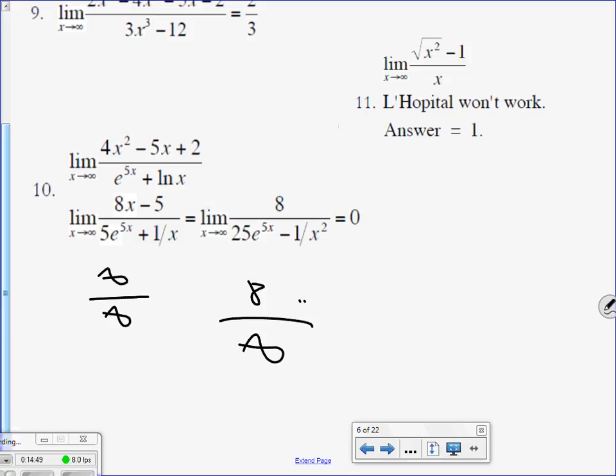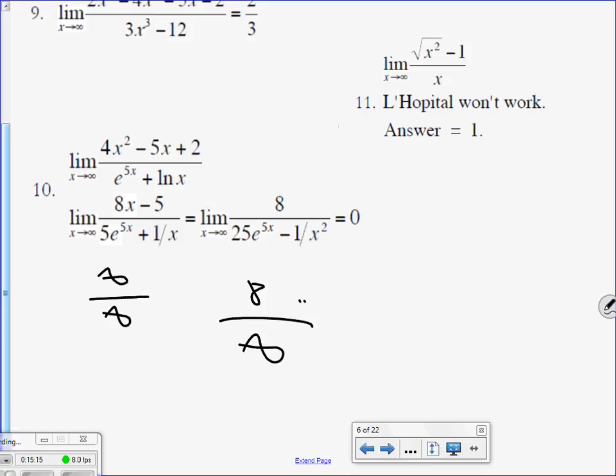I know that there's confusion. This one you can't compare degrees because, yeah, it's not polynomial down there. Yep. Why is that whole thing 0?